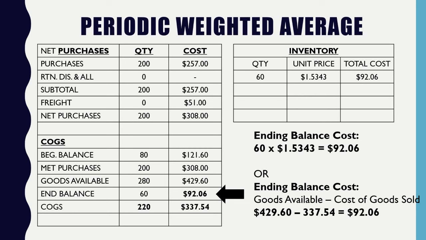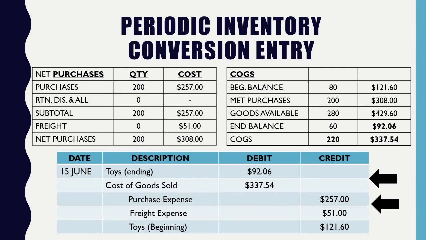So remember, at the end of the day, when we're dealing with weighted average, even if we buy more and more inventory, we're just going to combine them all together and solve for an average cost per item, which gives us one number to deal with. And with that one number, we calculate our ending balance as well as our cost of goods sold. Then again, you're going to do your little conversion entry here when we have our beginning inventory and ending inventory.